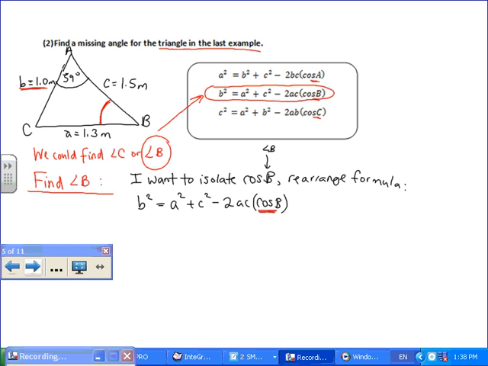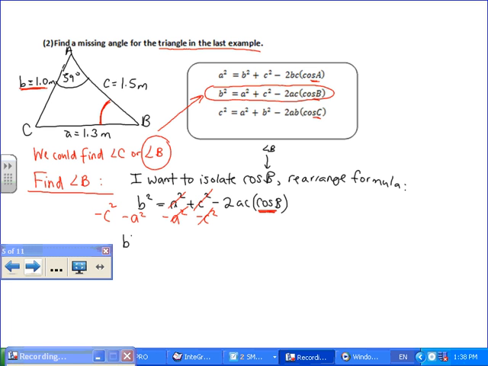In other words, you can think of that like exporting them over. You can move them to the other side and they become negative A squared, negative C squared. That's fine if you want to think of it that way. You can also think of it as I have to subtract A squared from both sides, and I also have to subtract C squared from both sides so that we get rid of them on the right hand side. So we're going to do this step by step here.